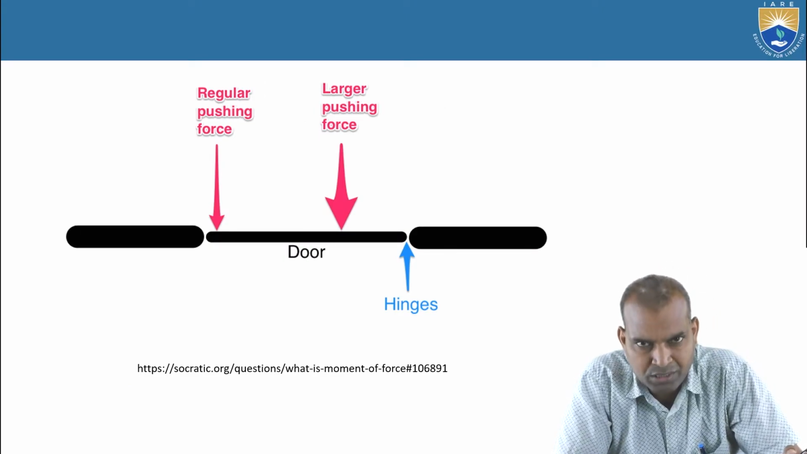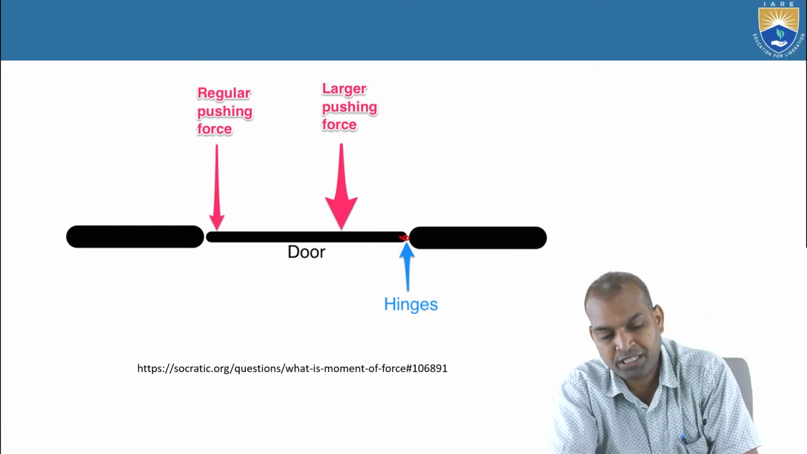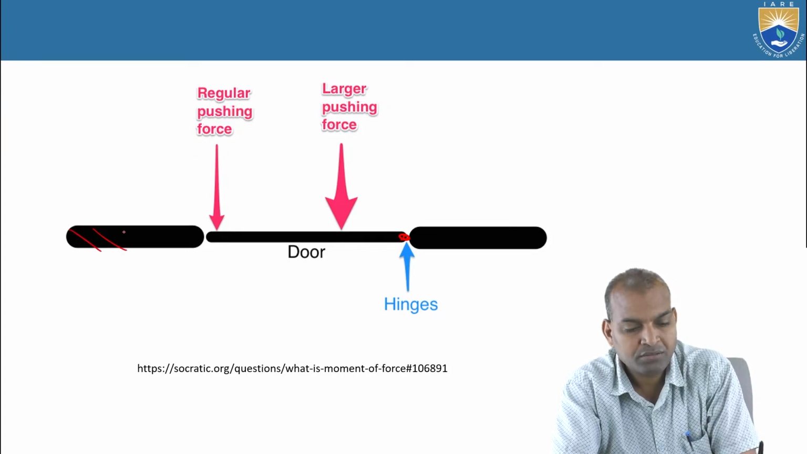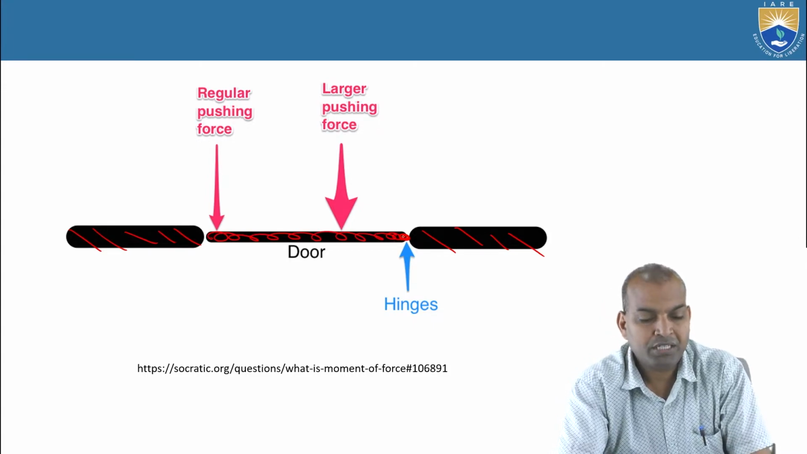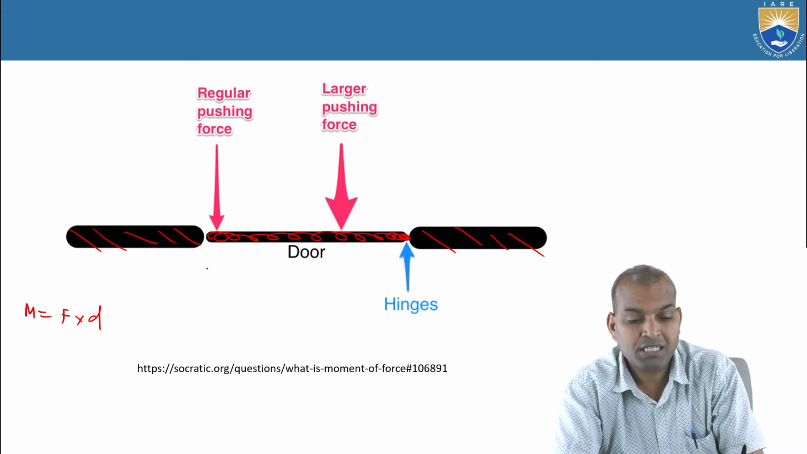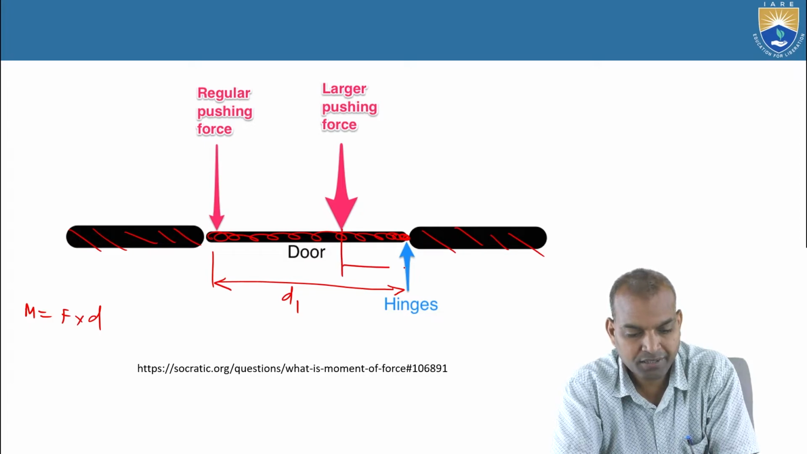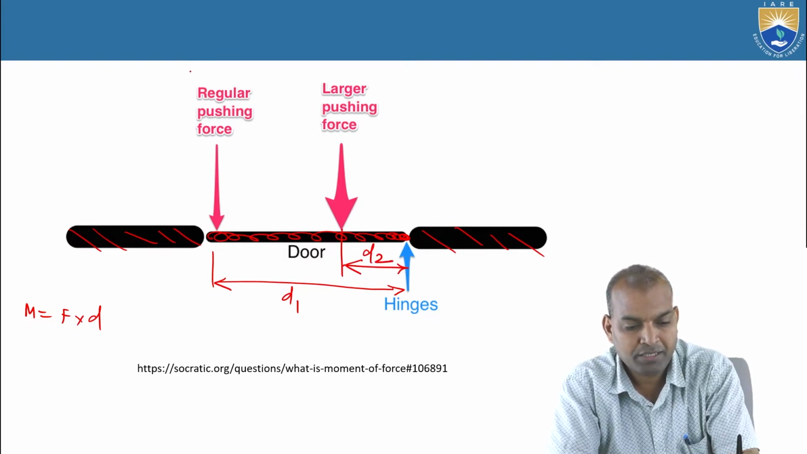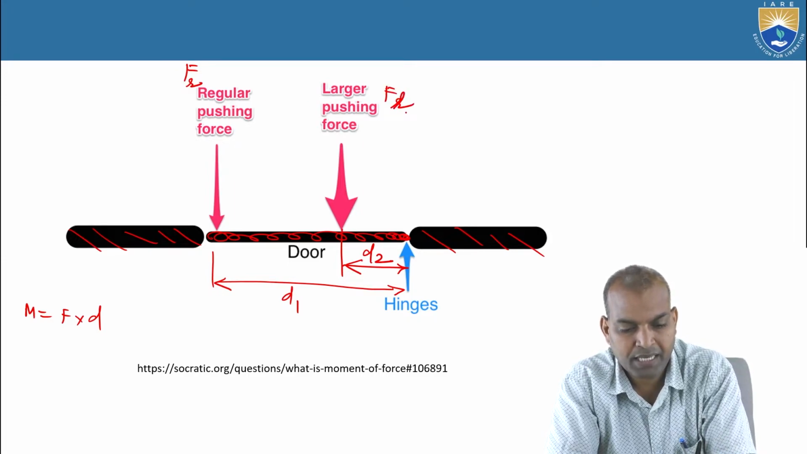This is one more important concept. We are recapitulating the concept of moment of force more and more to understand the importance of the moment principle. Now suppose the door is hinged here at one end. This is the wall, and here is another wall. This is the door. What is the moment of a force? M equals force times distance, the distance from the action of the force to the hinge. This is D1 and here it is D2. And the force Fr is the regular force, and Fl is the larger force.